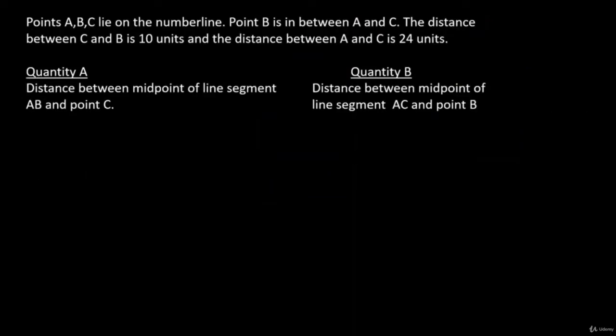Let's do this question. Points A, B and C lie on the number line. Point B is between A and C. The distance between C and B is 10 units and the distance between A and C is 24 units. Quantity A is the distance between the midpoint of line segment AB and point C. And quantity B is the distance between the midpoint of line segment AC and point B.